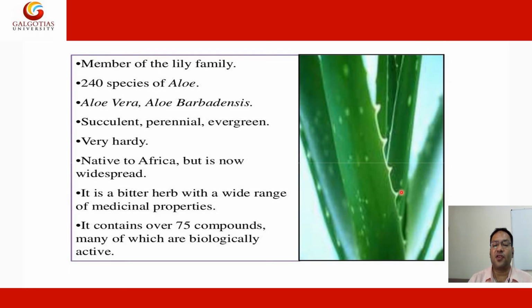This is the fresh leaves of the aloe. A member of the Liliaceae family, there are more than 240 species of aloe. Aloe vera, Aloe barbadensis, is a succulent perennial evergreen plant, very hardy, native to Africa but now widespread. It is a bitter herb with a wide range of medicinal properties. It contains over 75 compounds, many of which are biologically active.